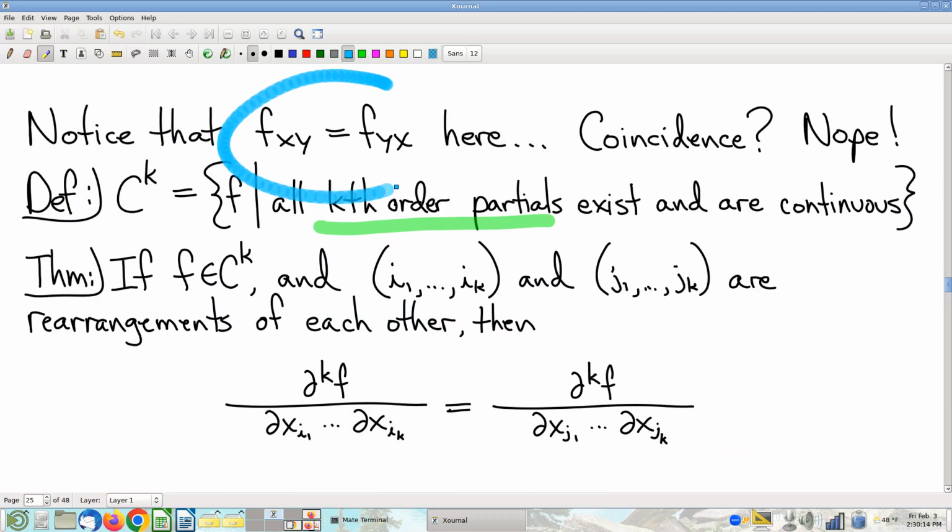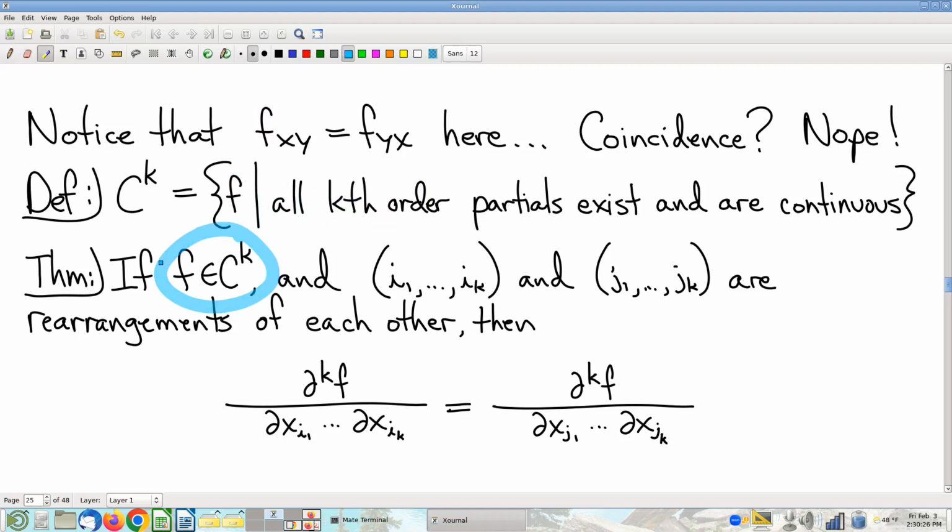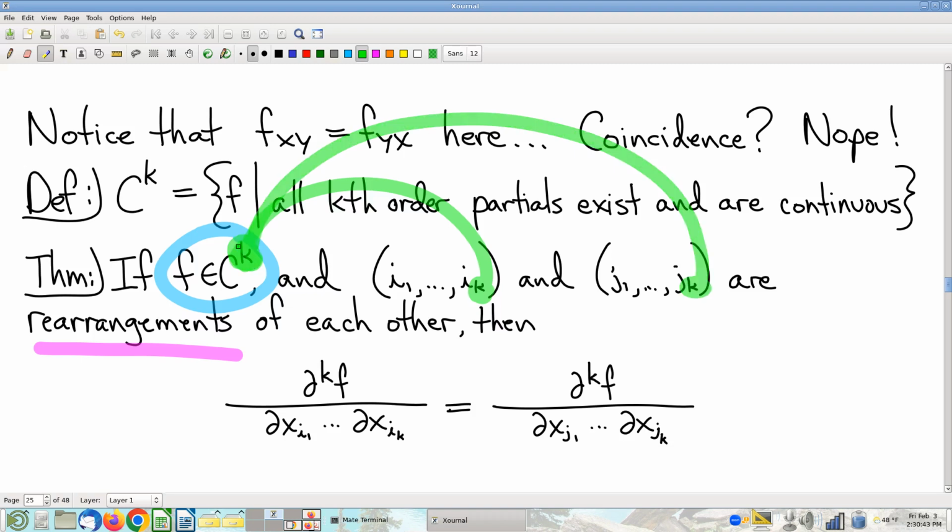Getting back up here to mixed partials, and when are mixed partials equal, independent of rearranging the order of the partials? The answer is as long as your functions are C^k. If your function is C^k, then you can look at any mixed partial of k partial derivatives. You can rearrange however you like. So notice the same k for both of these.